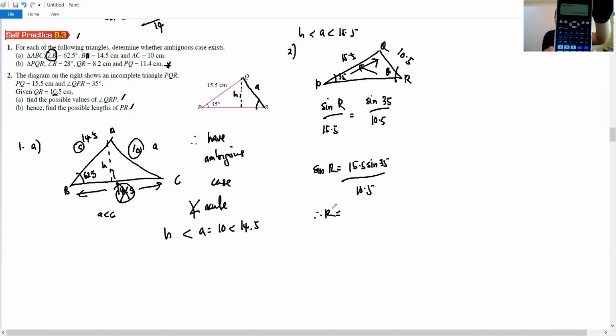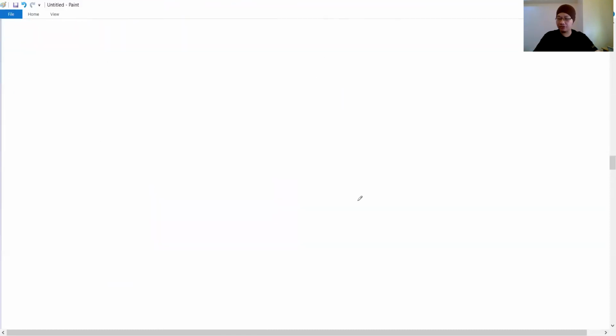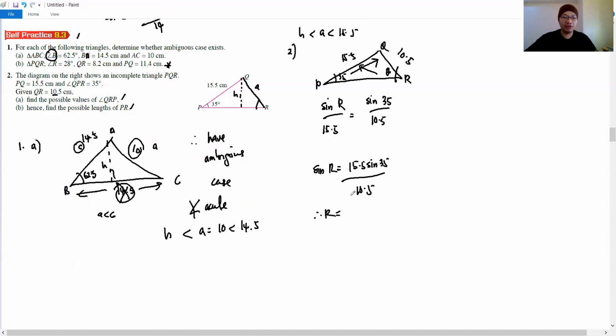We get 0 point something, 0.84 something. Now we want to find the angle, so we need to shift, inverse sine. Then this is the final answer that we are supposed to get: 57.86 degrees. Alright, so that is the answer for the first R.